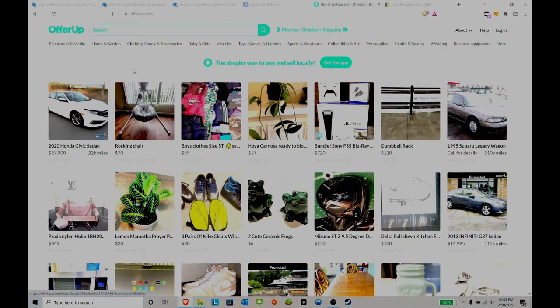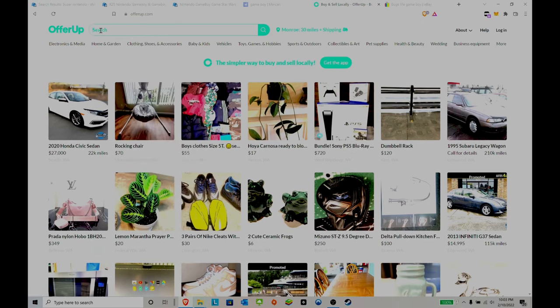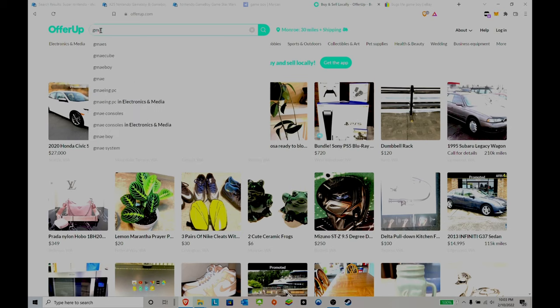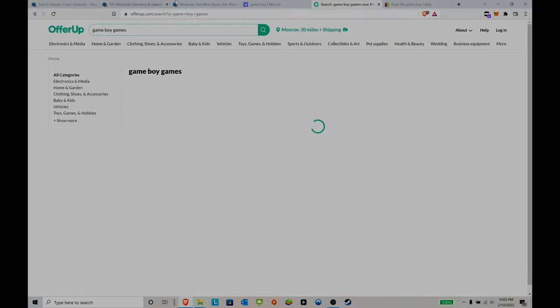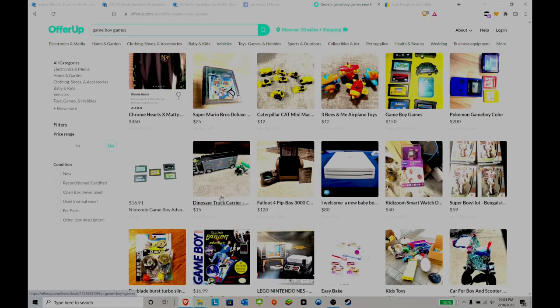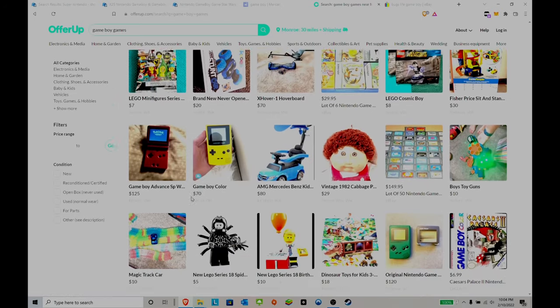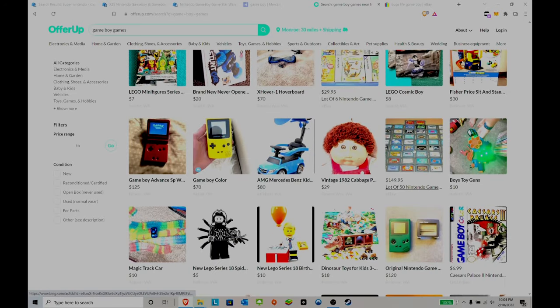Let's try OfferUp. OfferUp is just as sketchy. So let's do Game Boy, Game Boy Games again. Now the thing about OfferUp, if you've ever used it before, sometimes they just leave their stuff there and it's not even active anymore. You might have something that's just stayed there for a good year or two. It also doesn't have as much stuff as the other websites.